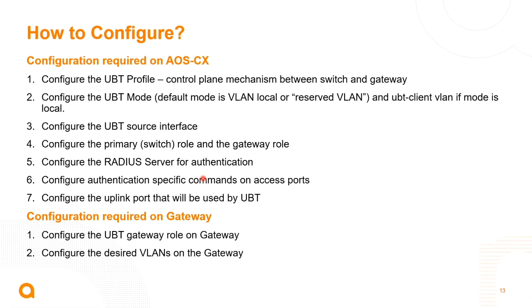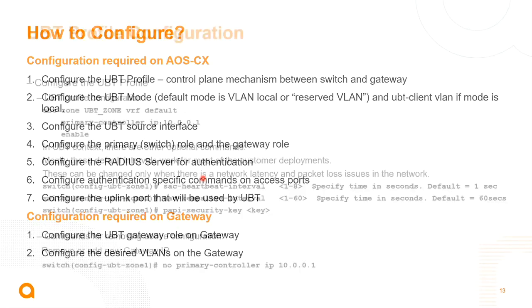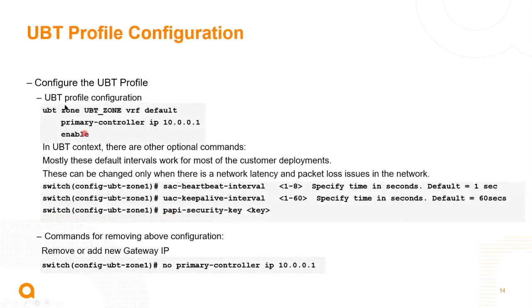We also need to make sure we have the RADIUS server configured for authentication. If we're using downloadable roles, we have to make sure we have the ClearPass credentials set appropriately for that. And this is all in my white paper on how to do this, how to configure basic user-based tunneling. We also have to make sure we have authentication turned on at the ports, and that we have the uplink port correctly configured so that the tunnel traffic can get to the gateways.